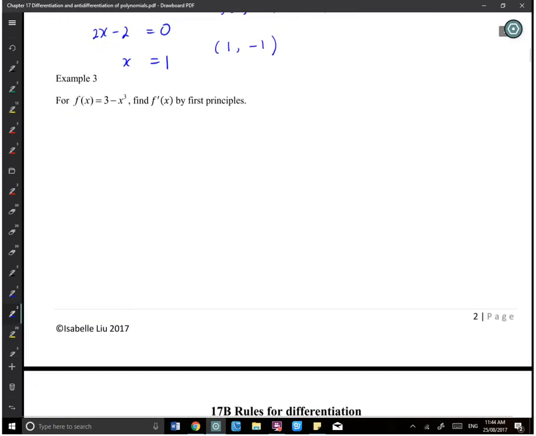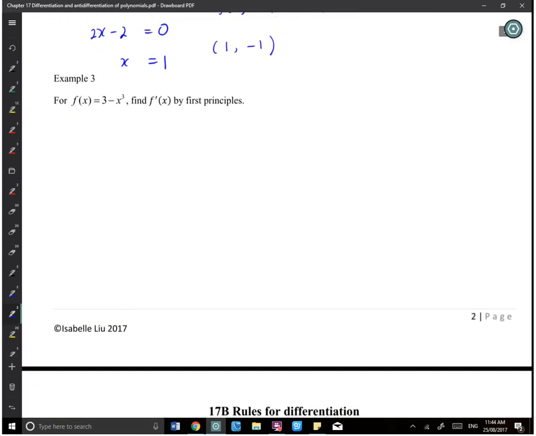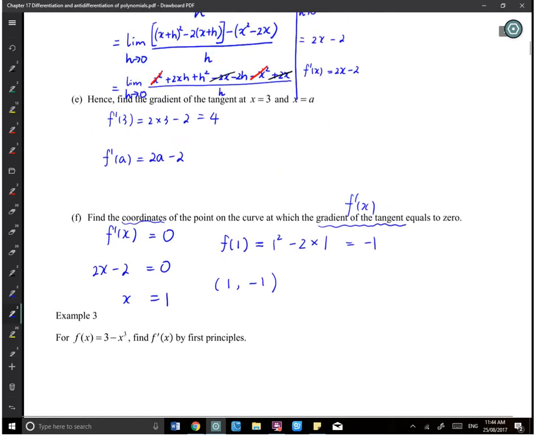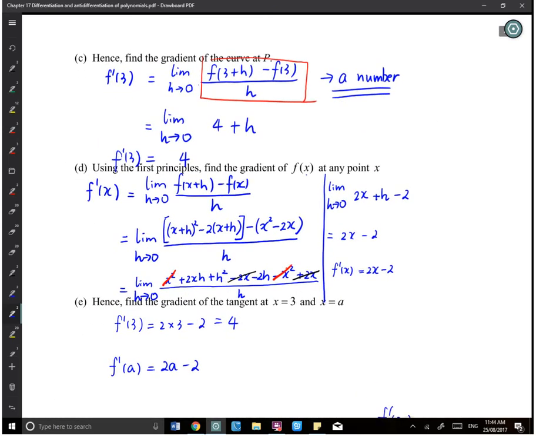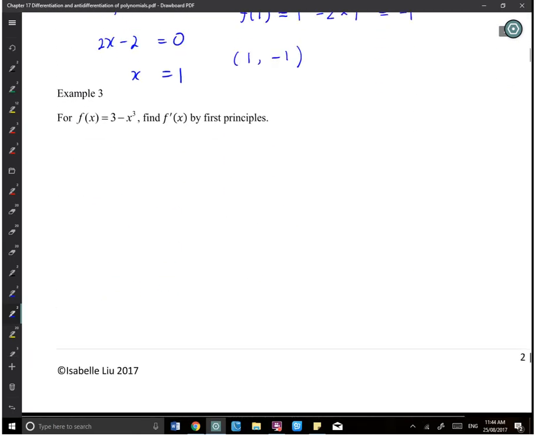All right, I'll give you 5 minutes to think about example 3 using first principle. Okay, so this is the example. How do we use first principle for exercise D? So I give you 5 minutes to do example 3 by using first principle. Okay, you remember your answer should be minus 3x squared.